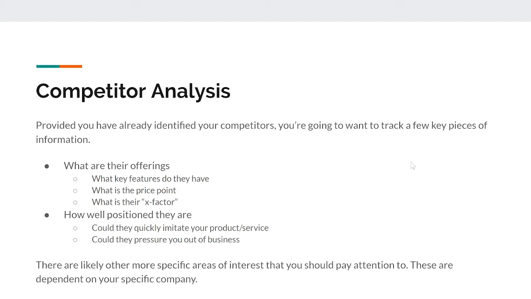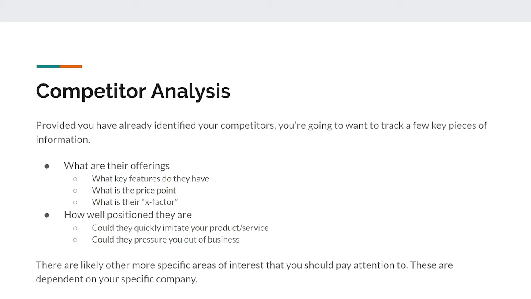So provided that you've already identified competitors, you're going to want to track a few key pieces of information, namely what are their offerings. Like I said, what key features do they have, as well as their price point. And often a term that VCs and people in the entrepreneurship community use is, what is their X factor? What's their special sauce? What makes them unique? Maybe they don't have anything, or maybe their special thing is they just have money, so they were able to do it quicker. That is kind of analogous to their core competency or competitive advantage. Those are different things, but they're kind of both analogous to that.